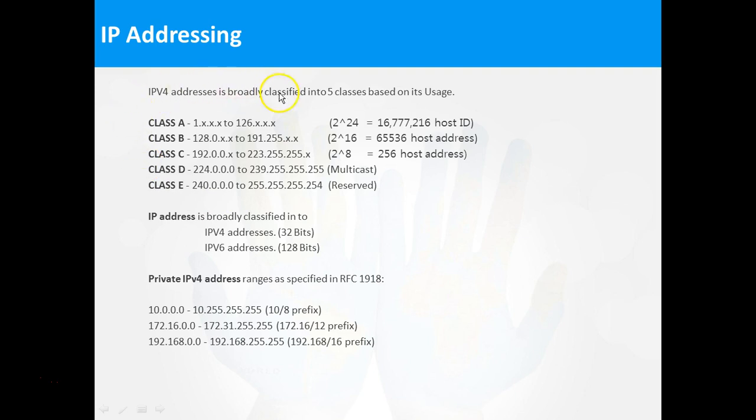Among these addresses, there are a few addresses which are classified as private IPv4 addresses. The remaining addresses are called public IPv4 addresses. A public IP address is something using which we can connect to the internet. Internet routable IP addresses are called public addresses. The addresses which are not internet routable are called private addresses. And these are the private address ranges.